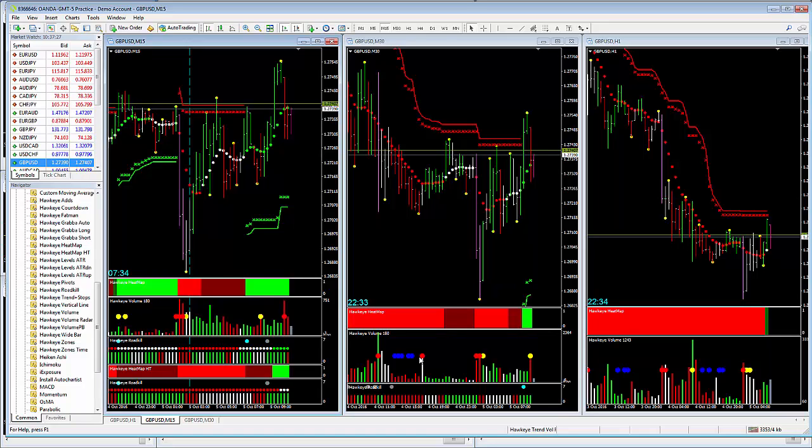Is it licensed for demo MT4 platform? I already own it, but it only works on a live account. It can work on a demo or live account, it does not matter. It will work on your platform regardless of whether it's a demo or a live account.